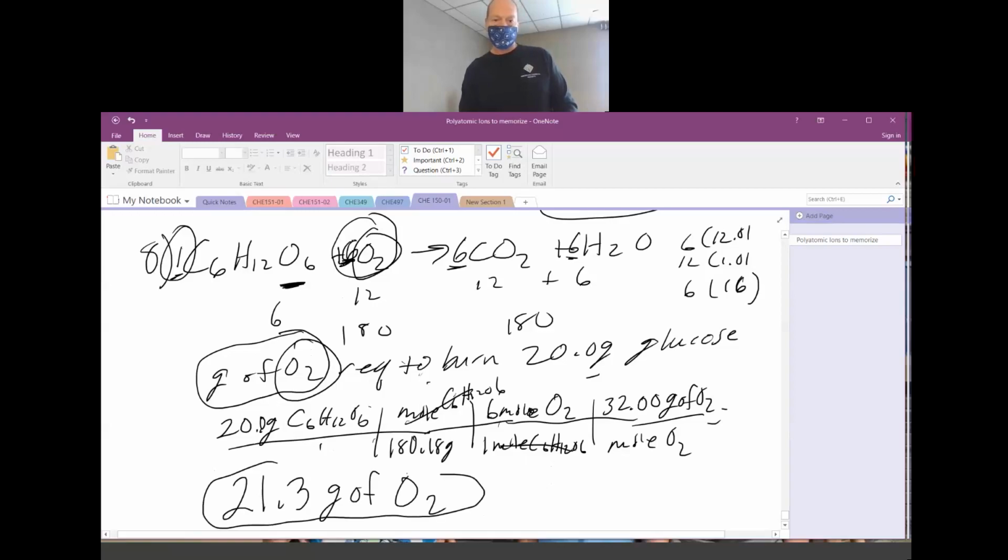So 21.3 grams of oxygen is required to burn 20 grams of glucose. And it's a very similar number because you see that the mole ratio is 6:1, but the molar mass is about 6 times larger for your glucose than your oxygen.